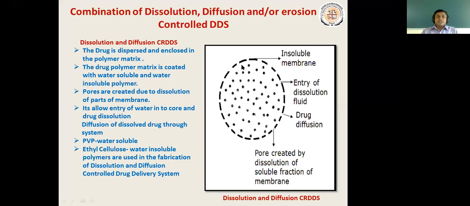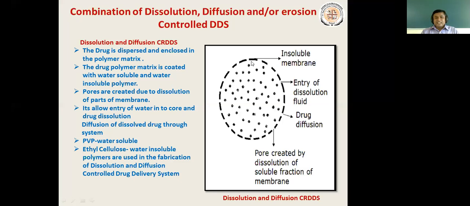Here we can use both polymers, a water soluble polymer as well as a water insoluble polymer. In this case PVP is used as the water soluble polymer and ethyl cellulose as the water insoluble polymer. By combining these two polymers we can apply the coating, and when the system is administered, it goes into the stomach and comes in contact with the gastric fluid. What happens? The outer layer is made up of hydrophilic as well as hydrophobic polymers. The hydrophilic polymer gets dissolved.